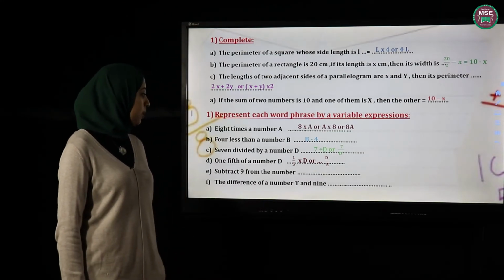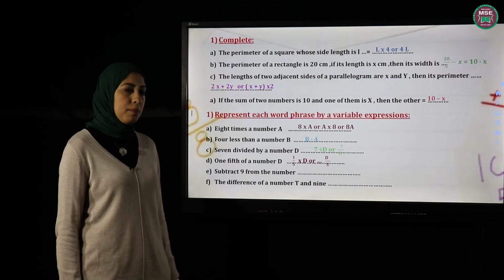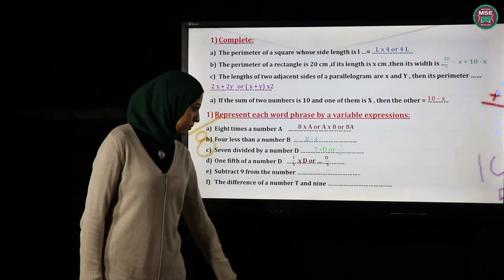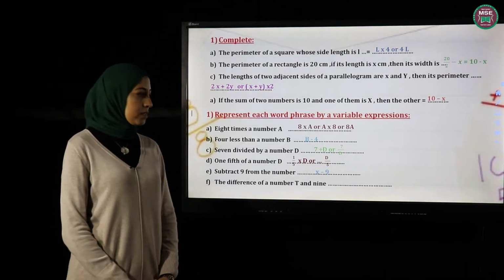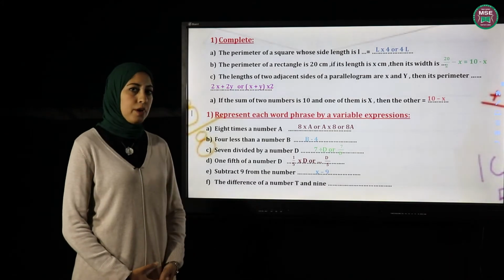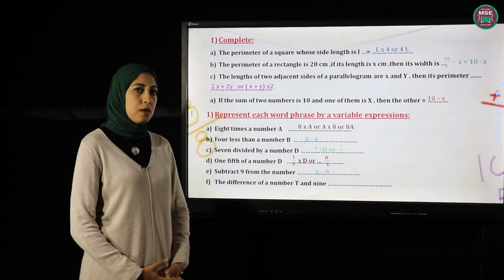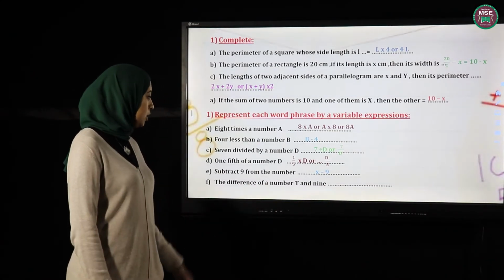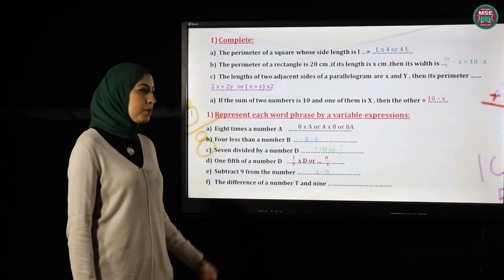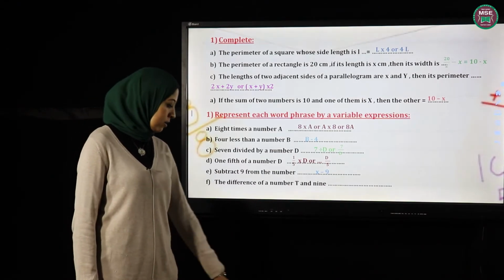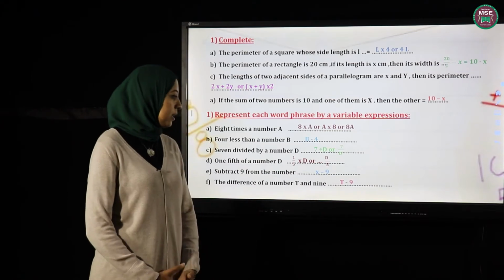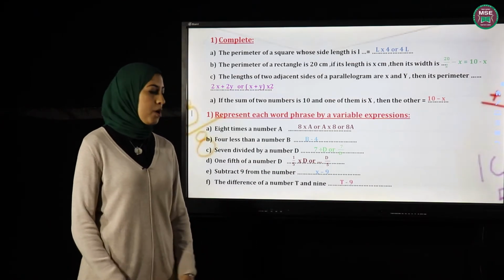Number E, subtract 9 from the number X. It means X minus 9. The last one, the difference of a number T and 9. The difference of T and 9 means T minus 9.